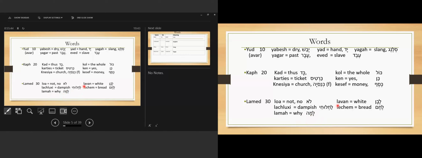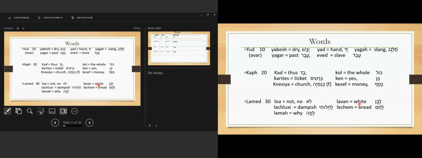Okay, that's the Zayin words. Those are very, very few words that I've used there, but it's just to give you an example. Het is number 8. Its value is number 8.